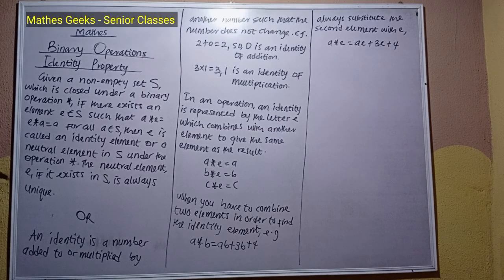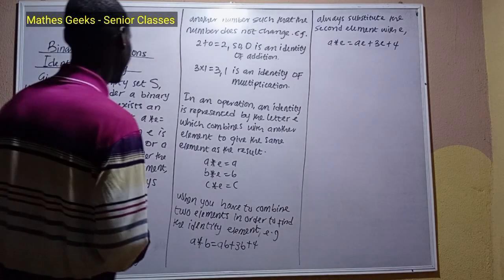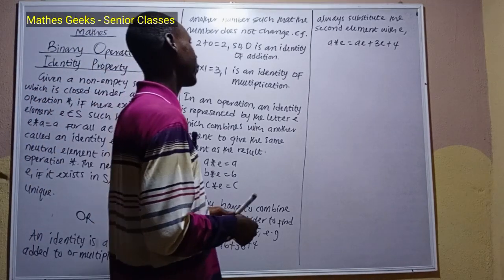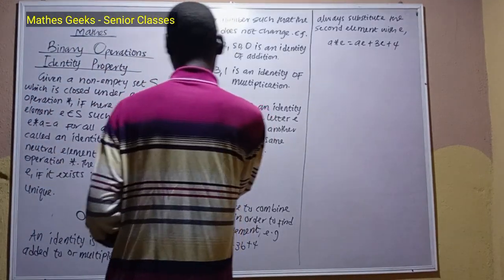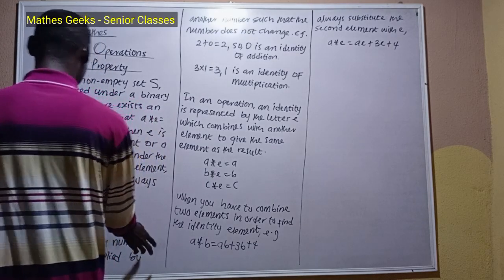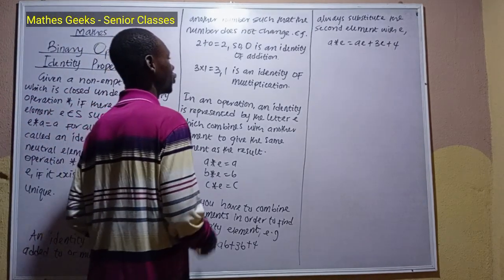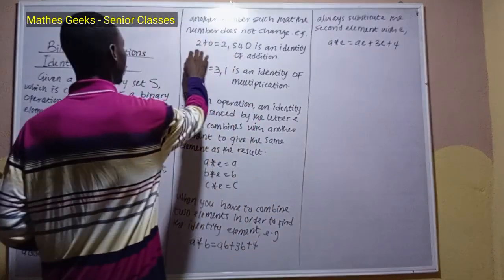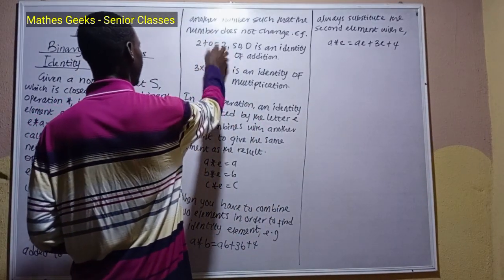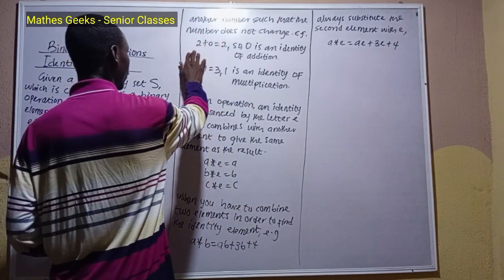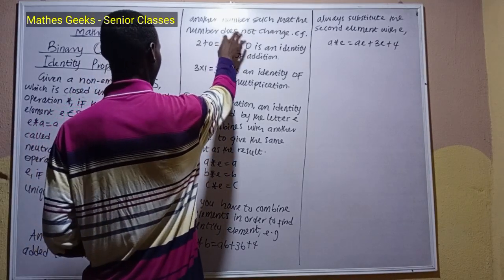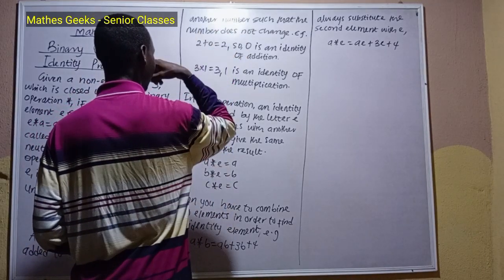The neutral element E, if it exists in S, is always unique. An identity is a number added to or multiplied by another number such that the number does not change. So when we talk about identity property, or an identity for short, it means a number that is added to or multiplied by another number such that the number does not change. So in this case, 2 plus 0 is equal to 2. What is that number that when added to 2 will still give you 2?